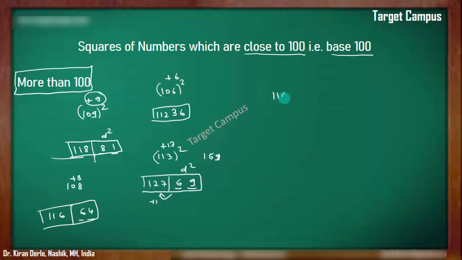So let's say 116, this is plus 16. The square of plus 16 is 256. So we'll write 56 here, two digits, and 2 will be carried. This plus this is 132, plus 2 is 134. This is the square.